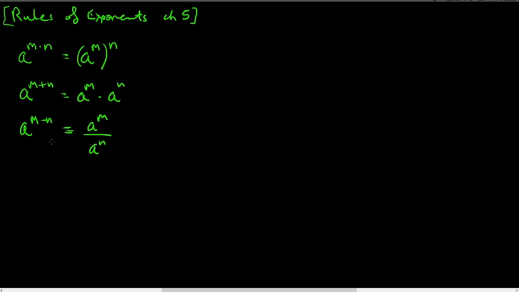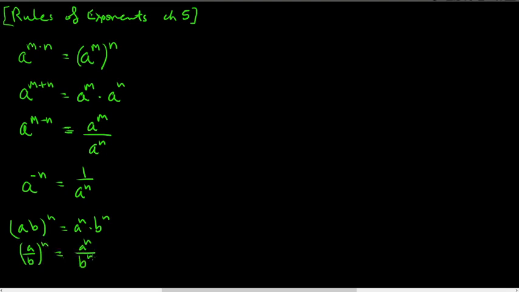Okay. And we also had these rules, right? And in fact, we used some of these earlier. If I have a to the negative n, that's just 1 over a to the n. If I have a times b all raised to the power n, this is a to the n times b to the n. And if I have a divided by b all to the power n, you can just do a to the n divided by b to the n.